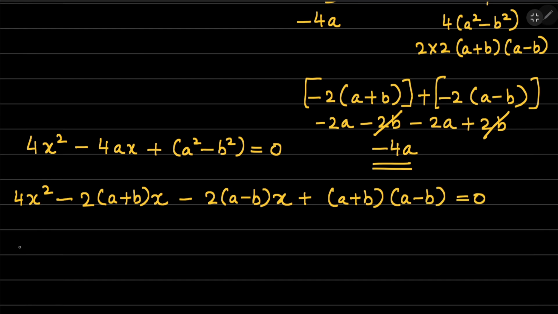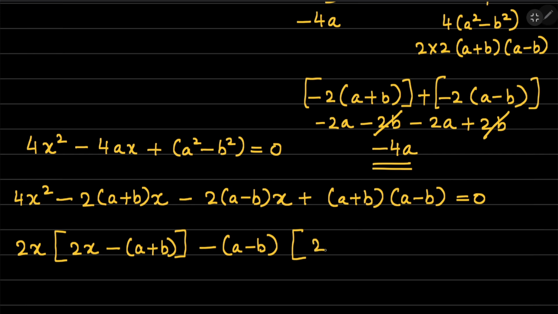Among the first two terms, you have 2x common out. Open a square bracket. Inside you have 2x minus a plus b. This is one term. Among the second and the third, you can take a minus common out. A minus b as common.